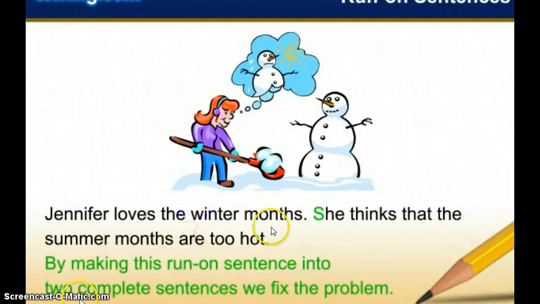Jennifer loves the winter months is the first independent clause. I've added a period, and then we began the next independent clause with a capital letter. So she thinks that the summer months are too hot. This is another way to fix the run-on sentence problem. In the sentence, begin with a capital letter.